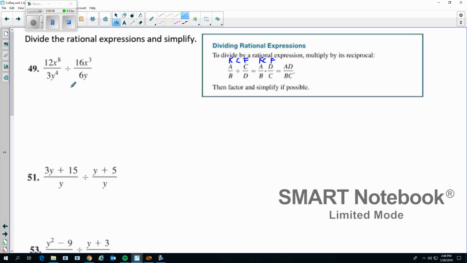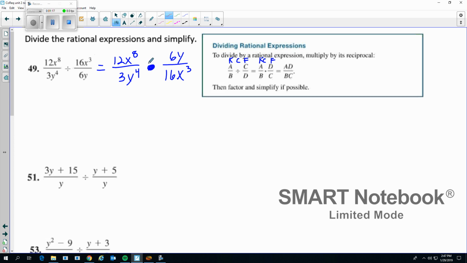So looking at this right here, I'm going to keep the 12x to the power of 8 over 3y to the power of 4. Then I'm going to change this to multiplication. And then now the 6y goes up top, and the 16x to the third power goes on bottom. That's the only difference as we work down the page. And then it's just time to reduce like we've done in the past.